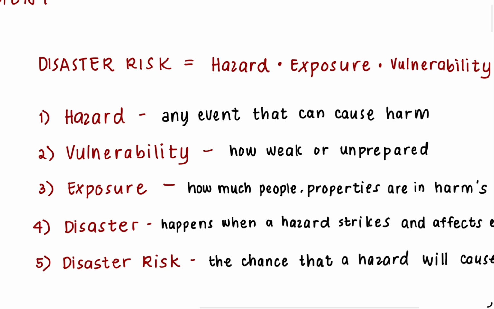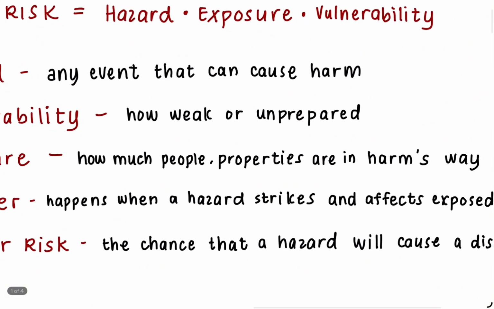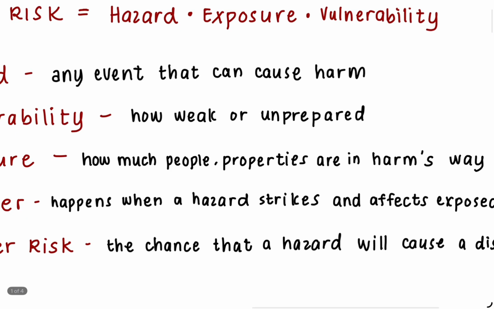So hazard is simply any event or phenomenon that can cause harm, like earthquakes, typhoons, or volcanic eruptions. On their own, hazards are just natural occurrences or from human activities. Next, we have vulnerability. Vulnerability is how weak or unprepared people, communities, or systems are when hazards happen. For example, poorly built houses are more vulnerable during strong typhoons, and that's a fact.